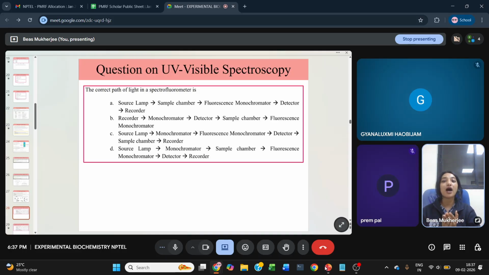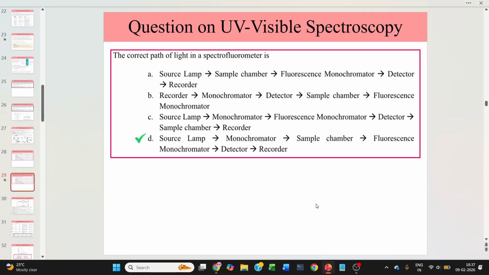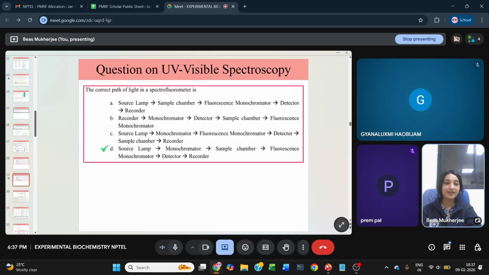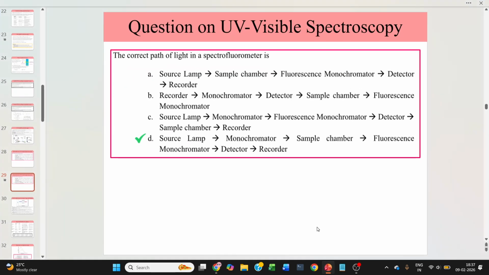Okay, so the correct path of a spectrofluorometer. So what is a spectrofluorometer? This is the instrument used for UV visible spectroscopy. Right? So what would be the correct path? You can answer in the chat box. Okay, so first there has to be light from the source, then it is going to travel, and then finally there is going to be... okay, so you are saying that it is D. Let's see. Yes, correct. It is D. Okay, very good. Now we'll proceed.